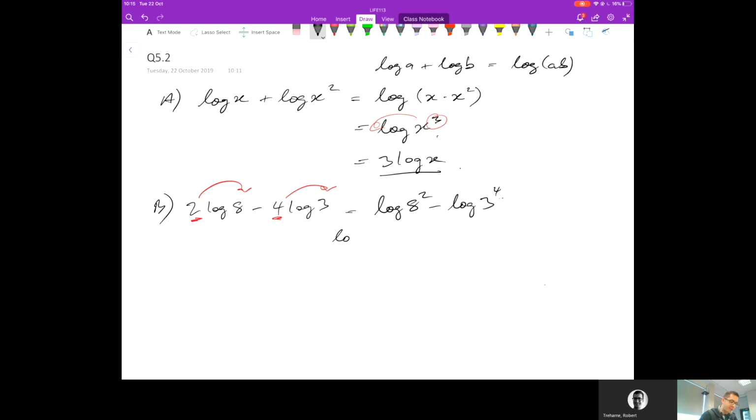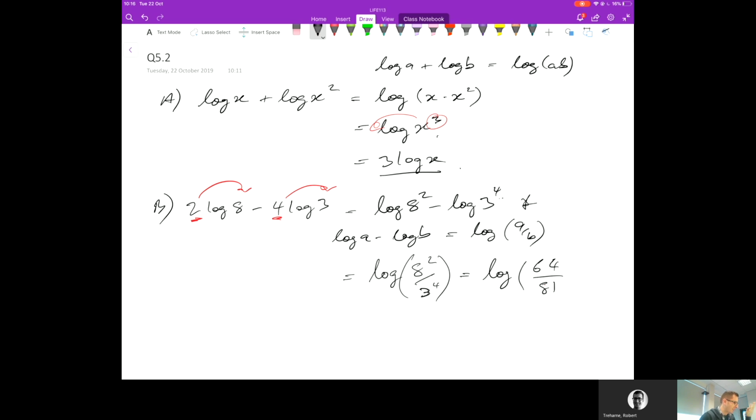Now I can use my subtraction rule. Remember what that is. That is log A minus log B is equal to log A over B. And I can rewrite this as log 8 squared over 3 to the power 4. Now, really, you could do that on a calculator, or you can just leave it as numbers. I'm just going to leave it as numbers. I know that 8 squared is 64, and I know that 3 times 3 times 3 times 3 is 81. So I would be happy leaving it like that. C.